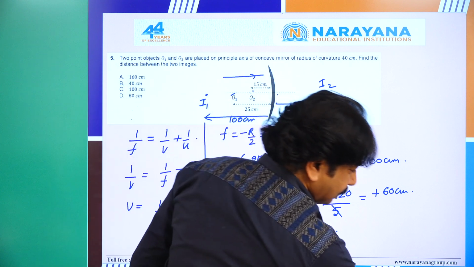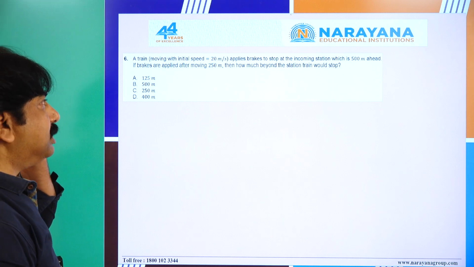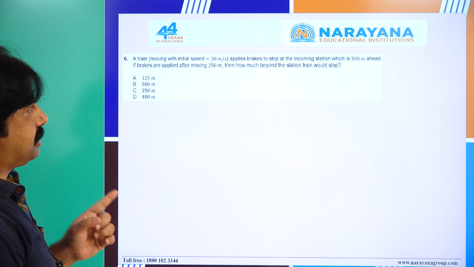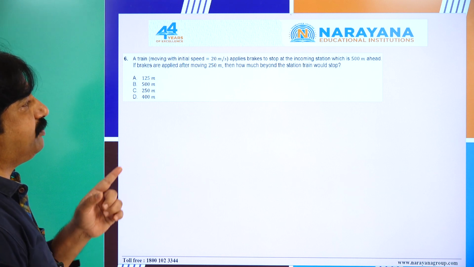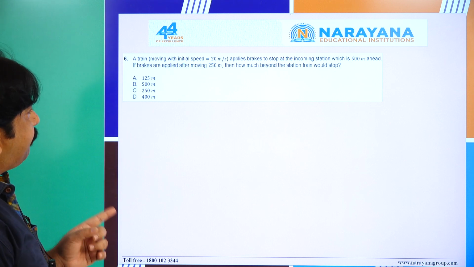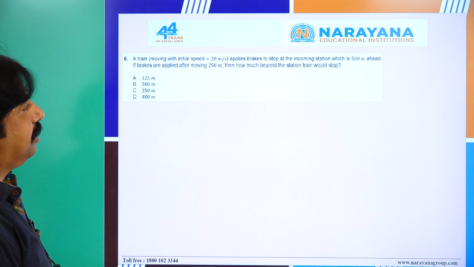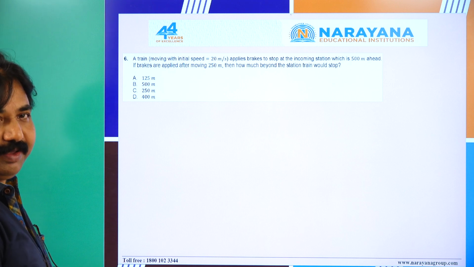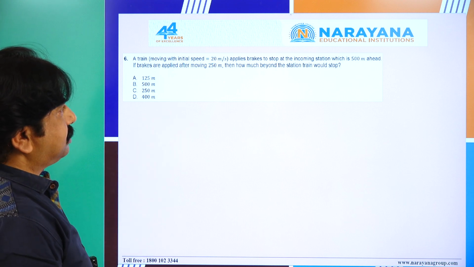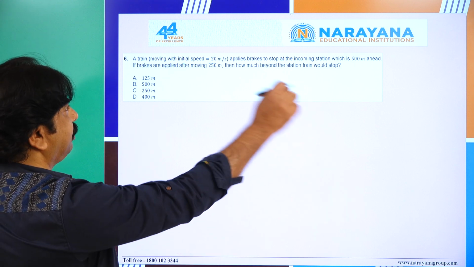Now I am going to say the next question. A train moving with initial speed 20 meters per second applies the brakes to stop at the incoming station, which is 500 meters ahead. If brakes are applied after moving 250 meters, then how much beyond the station would the train stop? Actually, I think some of the information may be lost in the question. Okay, what it may be?